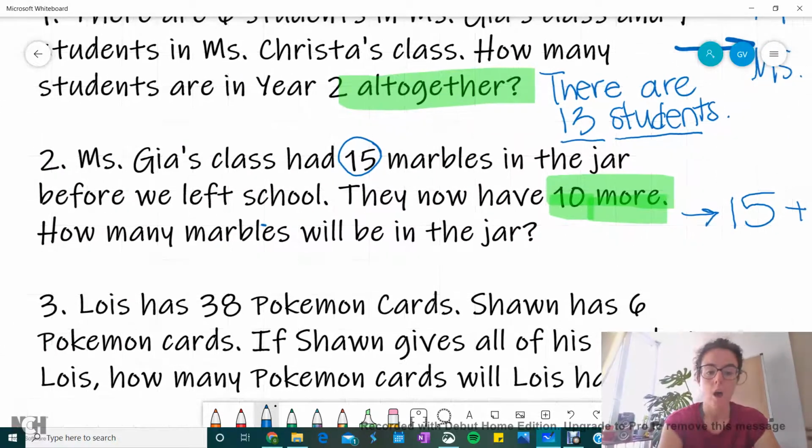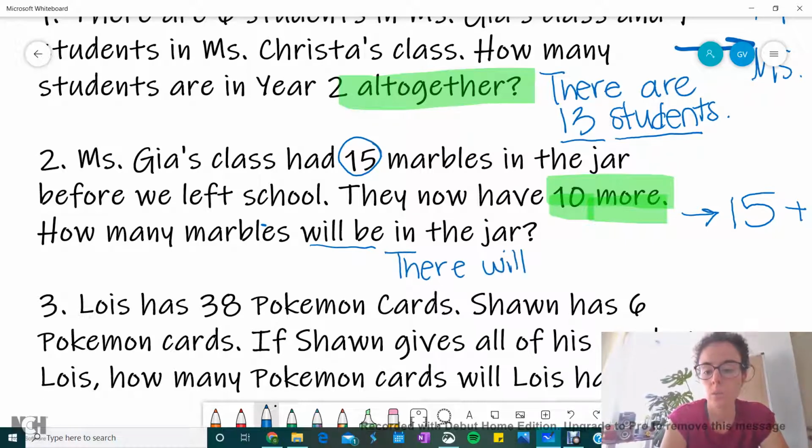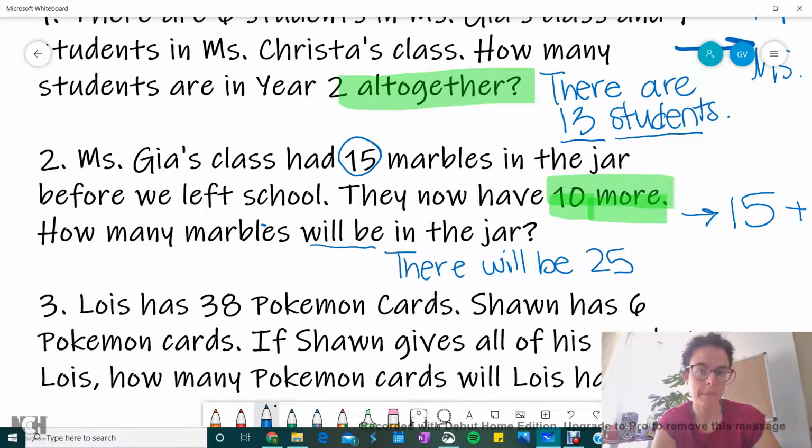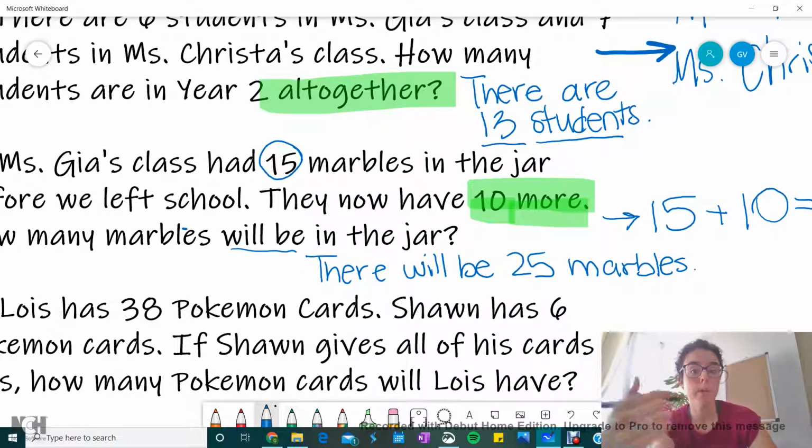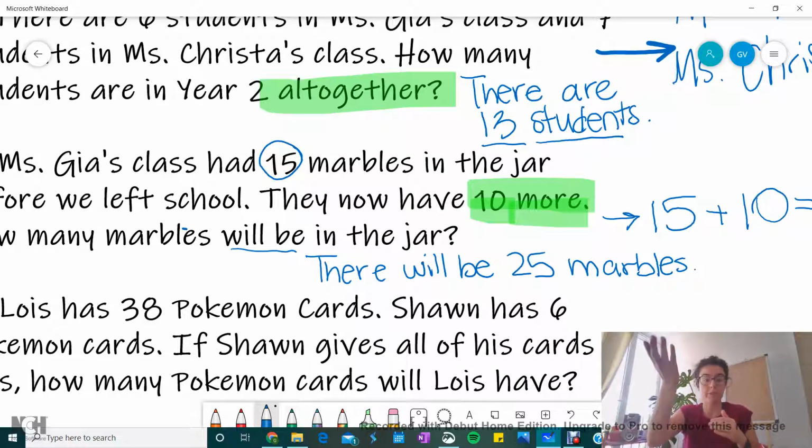Okay. How many marbles will be in the jar? We'll say there will be 25 what? 25 lemons? 25 tigers? No, there will be 25 marbles. Good. Now we're using will be. We don't say there are because I don't have the jar. So it will be in the future when we go back to school. So we say there will be 25 marbles.